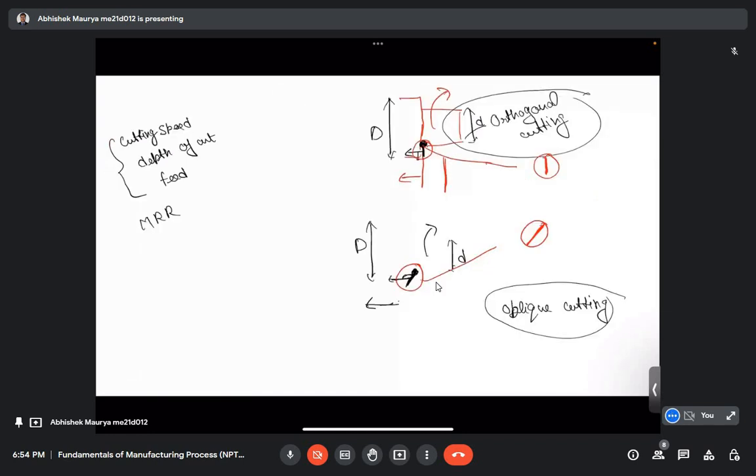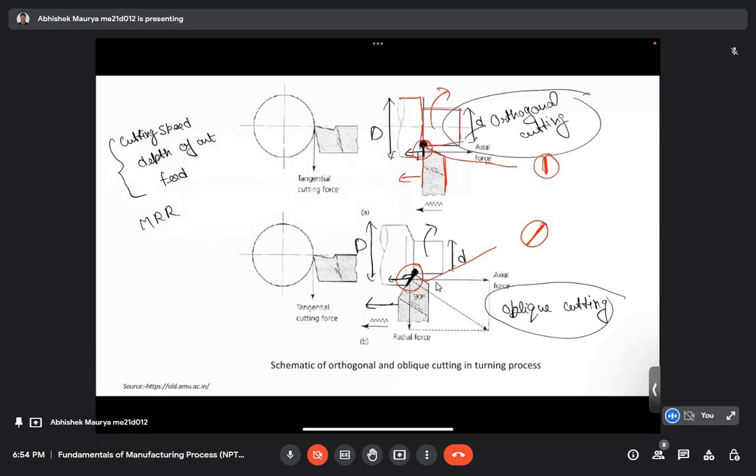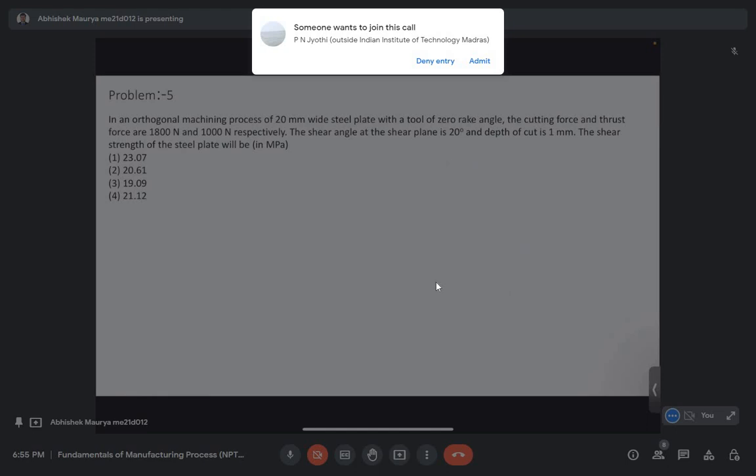Likewise, here the force will be distributed in a smaller area, and here the force will be distributed in a larger area. So the severity of loading will be higher in the case of orthogonal cutting in comparison to oblique cutting. So these two are the reasons because of which the tool with oblique cutting will have larger tool life.